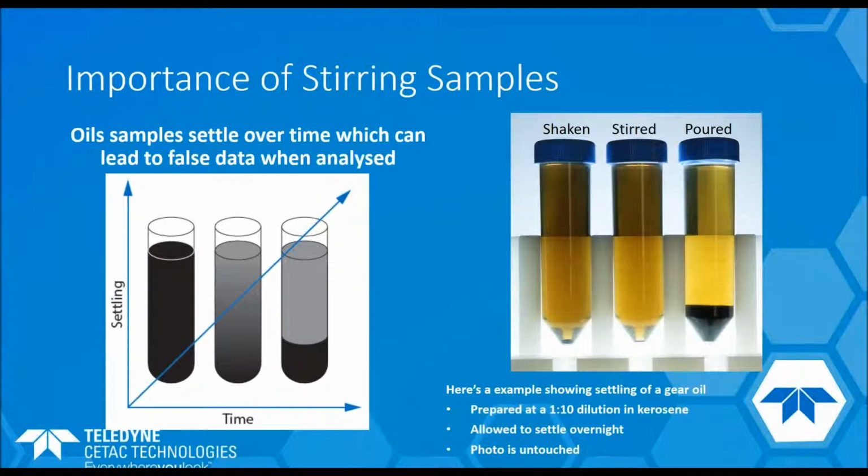And the photo here is just backlit. Nothing was retouched or anything like that. So you can show that there really is a potential for problems. And even on the one that was shaken, that looks to be fairly well mixed, you can see that there's some particulate buildup there in the bottom as well. So stirring helps to maintain your samples, make sure that they're properly homogenized prior to analysis.